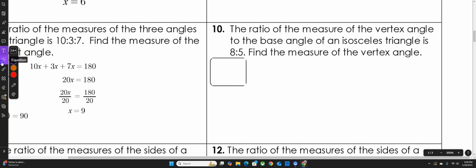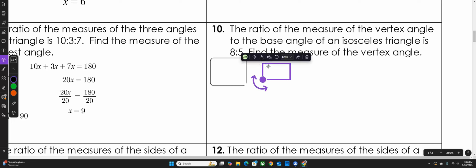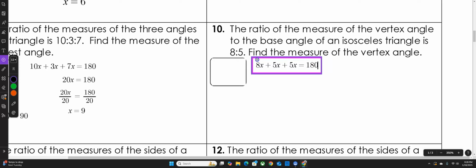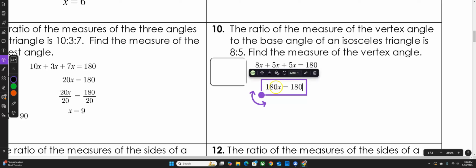So when we're setting up our equation on this one, we know that we have the vertex angle, which is going to be our 8x. But we have 5x for one of the base angles and 5x for the other base angle. Please do not forget the second base angle. That is going to be the most common error on this problem. That does tell us that 18x is equal to 180. And I have a typo.